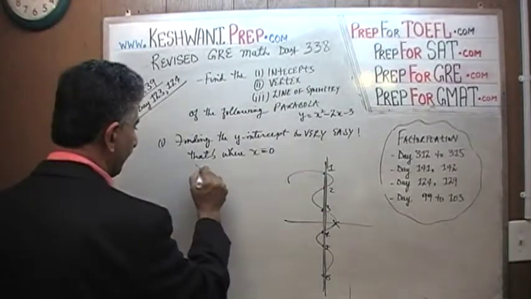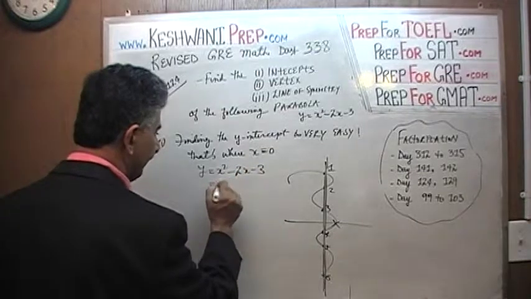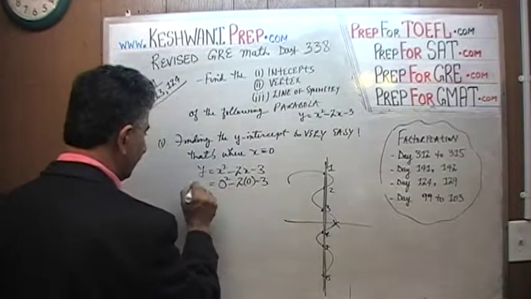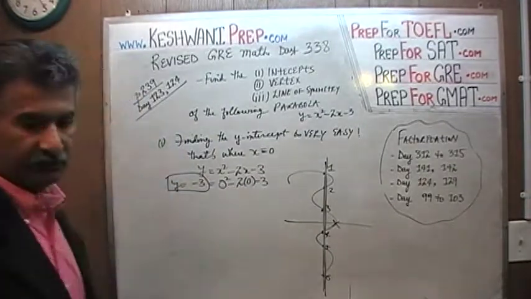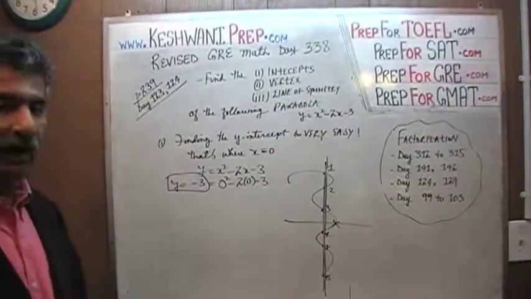We just simply take our equation, y equals x squared minus 2x minus 3, and we set the x equal to 0. 0 squared minus 2 times 0 minus 3. There you go. There's your y-intercept. Y equal to negative 3 is our intercept. Apparently it only has one y-intercept, and that y-intercept is y is equal to negative 3.